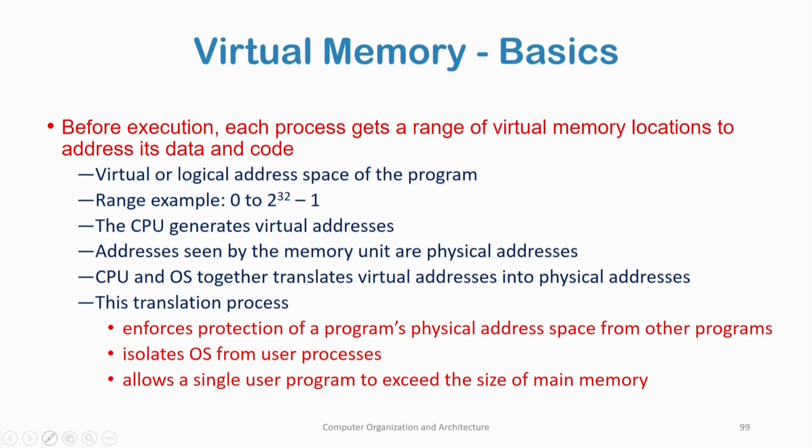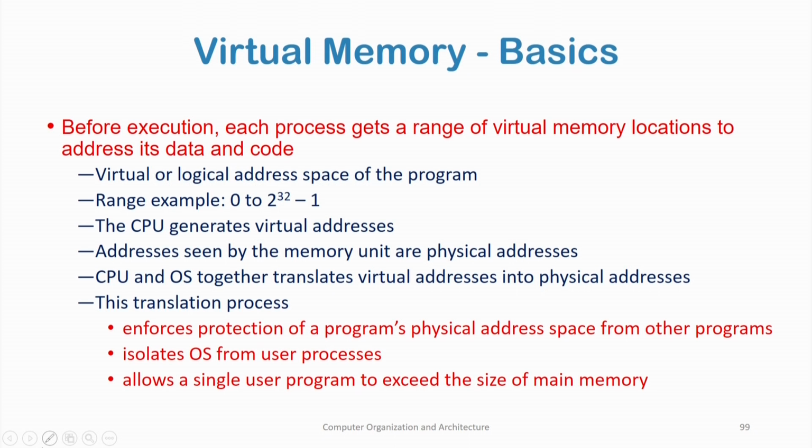For example, in a 32-bit processor where address buses are of length 32 bits, the range of memory addresses that the CPU can address goes from 0 to 2 to the power 32 minus 1. So, each process in the virtual memory managed system can access as big a memory as 2 to the power 32 minus 1. Therefore, each program or process generates virtual addresses. Now, addresses seen by the memory unit are physical addresses.